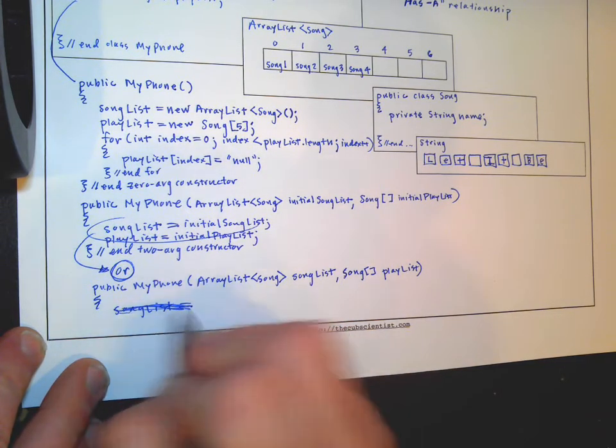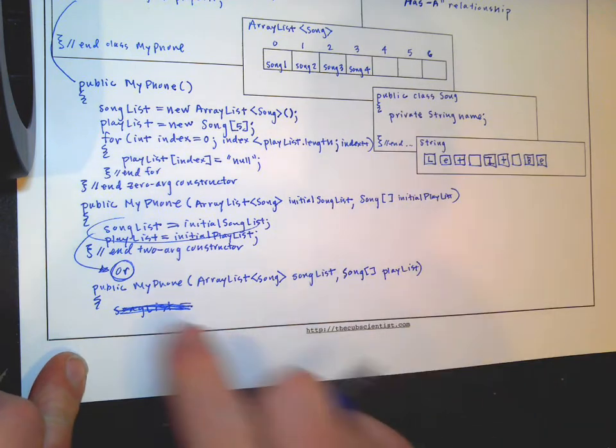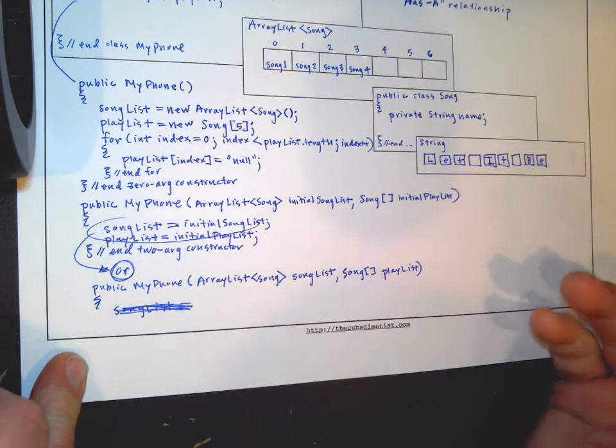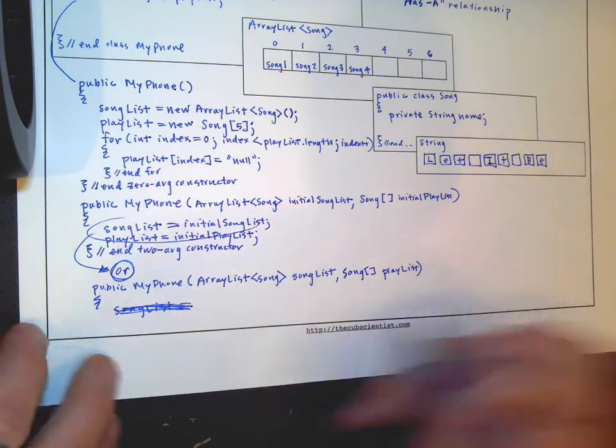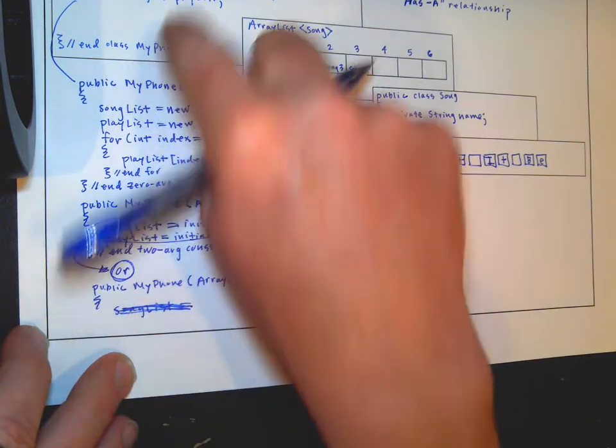What you want to do is you want to say, well, I'm going to put this into that one. If you say songList equals songList, that's confusing. Like, which one is which? So what you want to do is to specify the songList from this class.